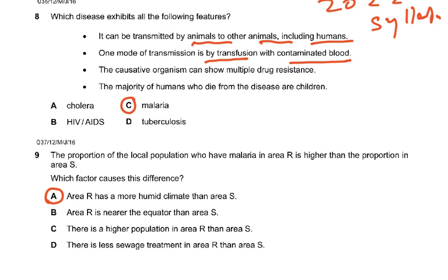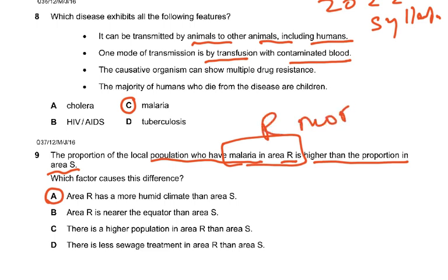Then number 9, the proportion of the local population who have malaria in area R is higher than the proportion in area S. Which factor causes the difference? So R has more malaria and S has less malaria.